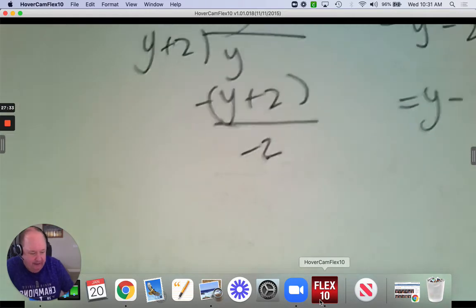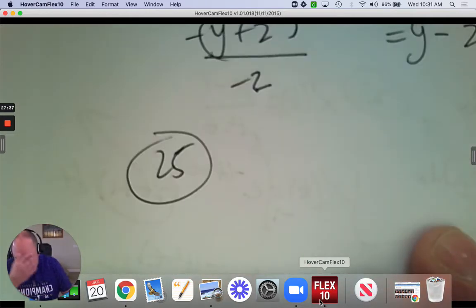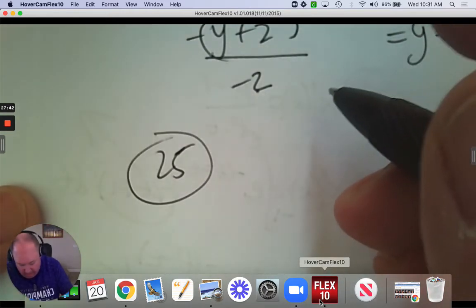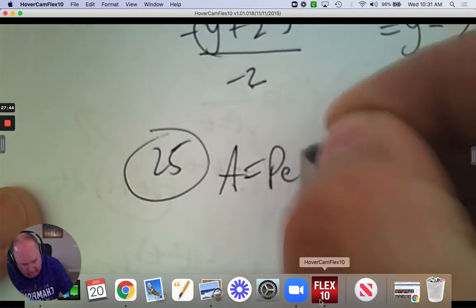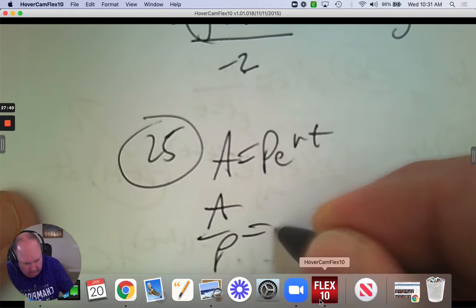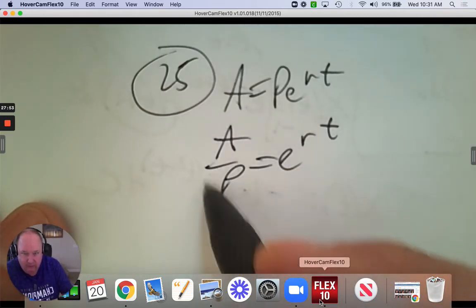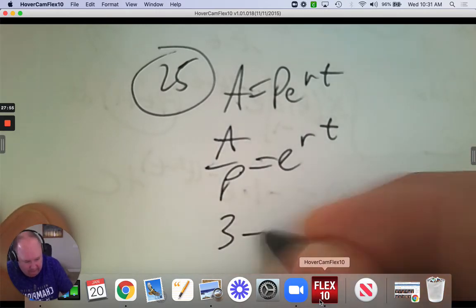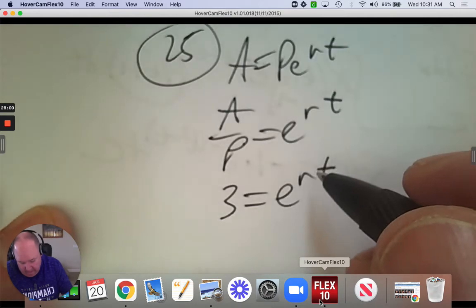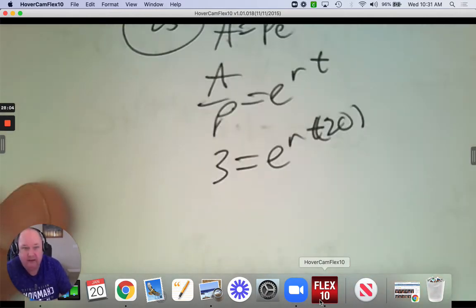Number 25. What interest rate would be required for a savings account to triple in value every 20 years? So we're going to use this. So if I want to triple in value, that would mean that whatever the end amount is compared to the beginning amount, if you divide it, tripling means it's equal to 3. And we want it, how many years? 20 years. So that means that we're going to plug in 20 for t, and then we're going to solve it.